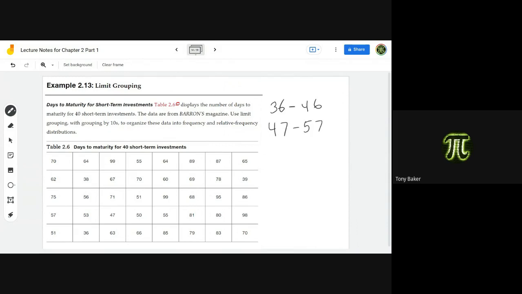When you're doing limit grouping, the one thing you don't want to do is overlap. So you don't want to have 46 on both of them. Now, how many numbers are between 36 and 46? Count them. 36, 37, 38, 39, 40, 41, 42, 43, 44, 45, 46. I've got 11, not 10. If you wanted to do this, you do 36 to 45 as your breakpoint.